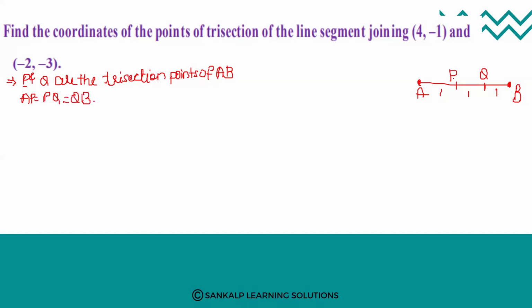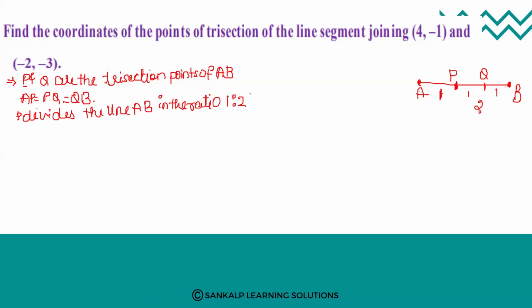Now consider point P. This P divides the line AB in the ratio 1:2. Observe carefully. A to P is 1, P to B is 1 plus 1, that is 2. That means this point P divides the line AB in the ratio 1:2.